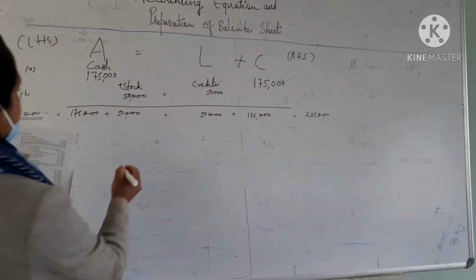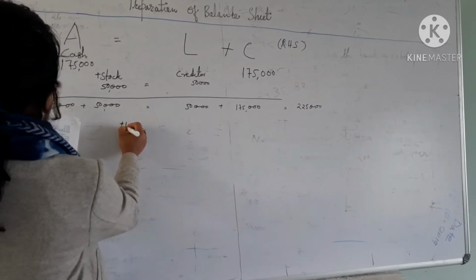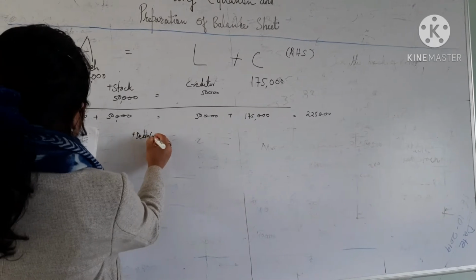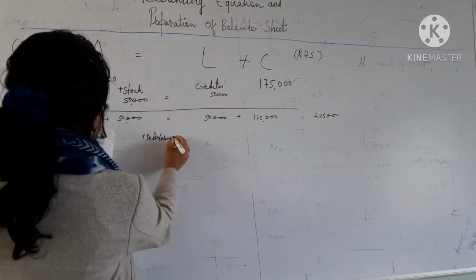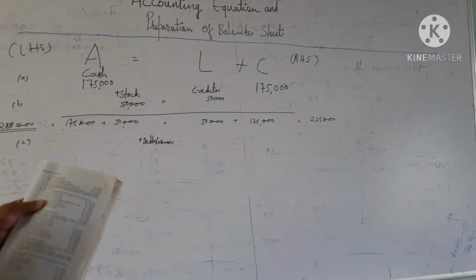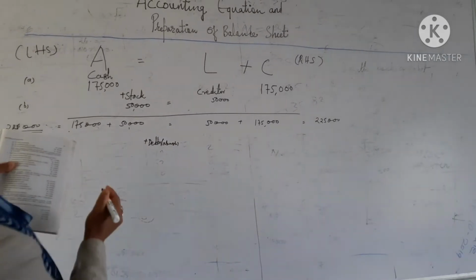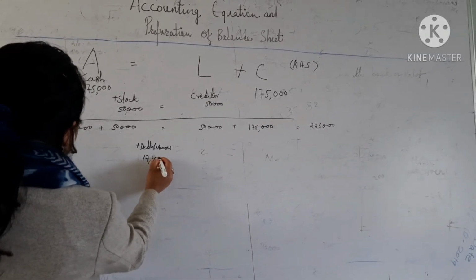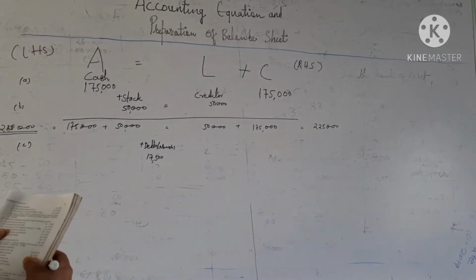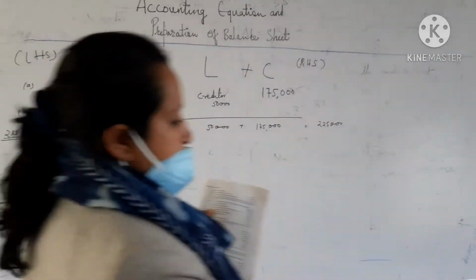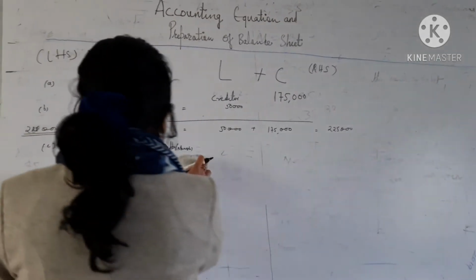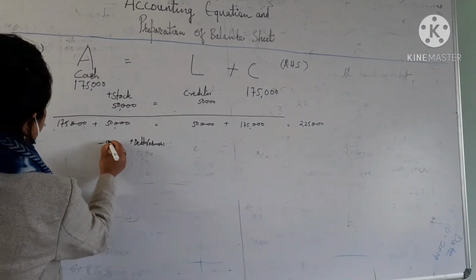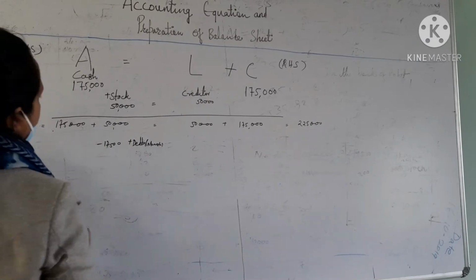So we write in the asset side debtors. What is the name of the debtor? Manish, isn't it? So how much is sold to him? 17,500. Okay. Now you just see one thing. The cost of the goods, whatever is decreased, is how much? 17,500. This will be decreased.